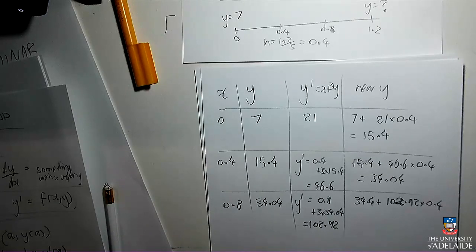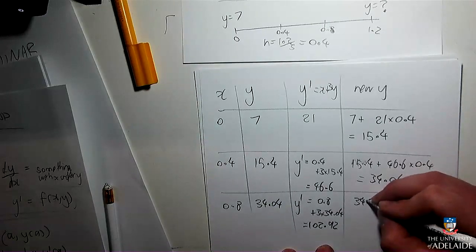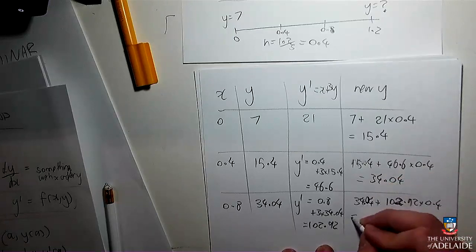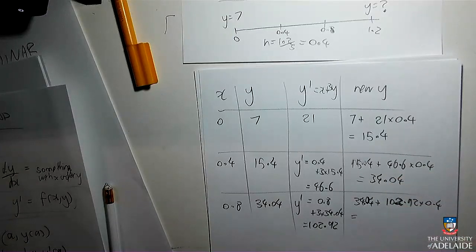What was the old y? 34.04? Well done. Which is apparently 75.208. So what are we looking at? We've got 34.004. Yeah, that's all right.